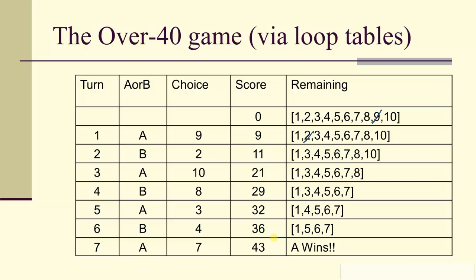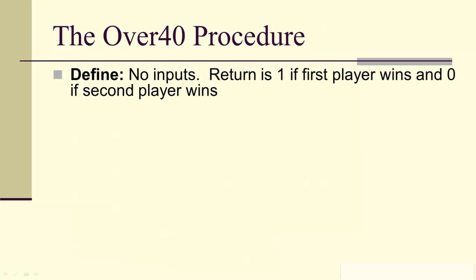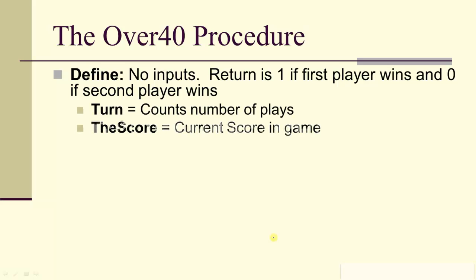Ultimately our goal is to determine if either player A or B has an advantage in going first or not going first, respectively. Here's another loop table. And to do that, we're going to write a procedure that has no inputs. It's just going to randomly play the Over 40 game, return 1 if the first player wins, and 0 if the second player wins.